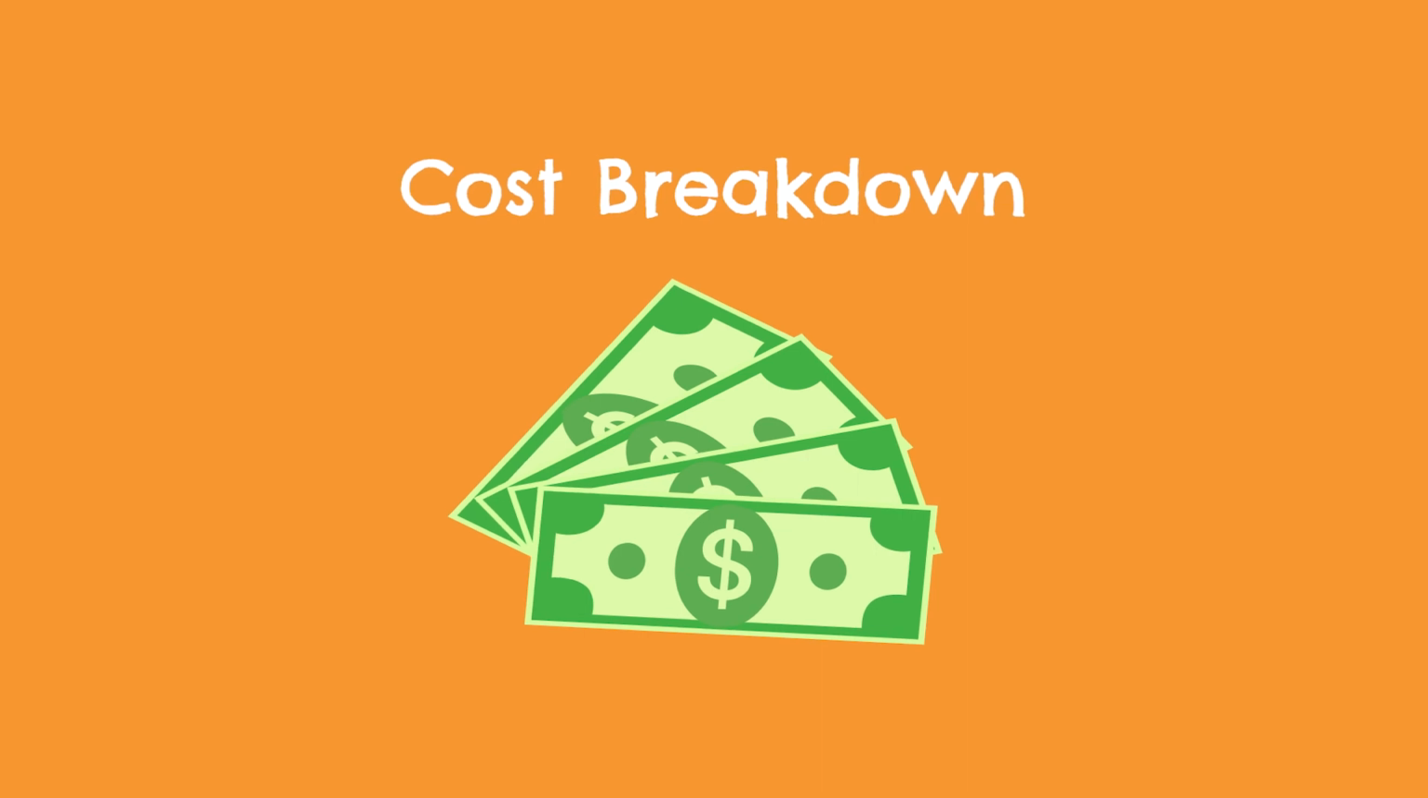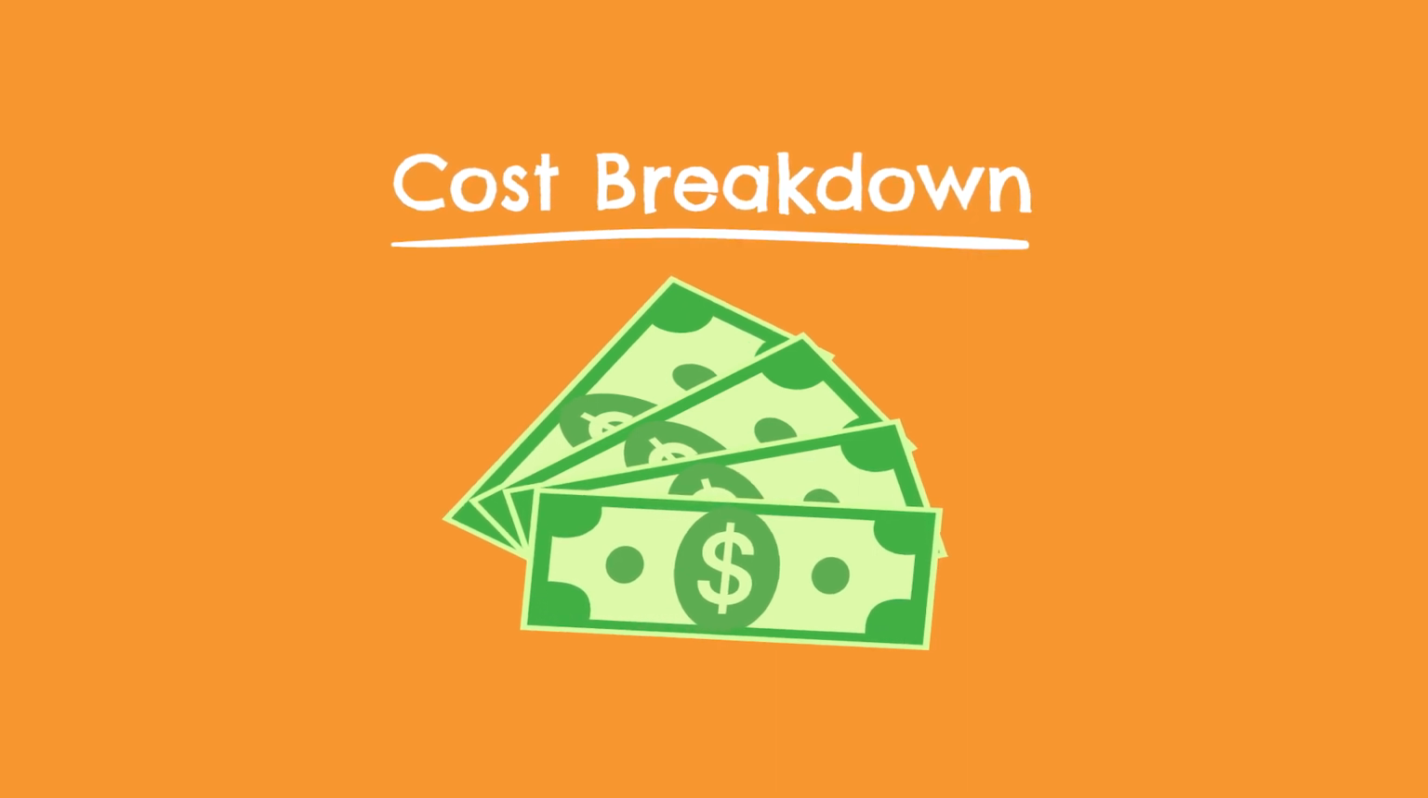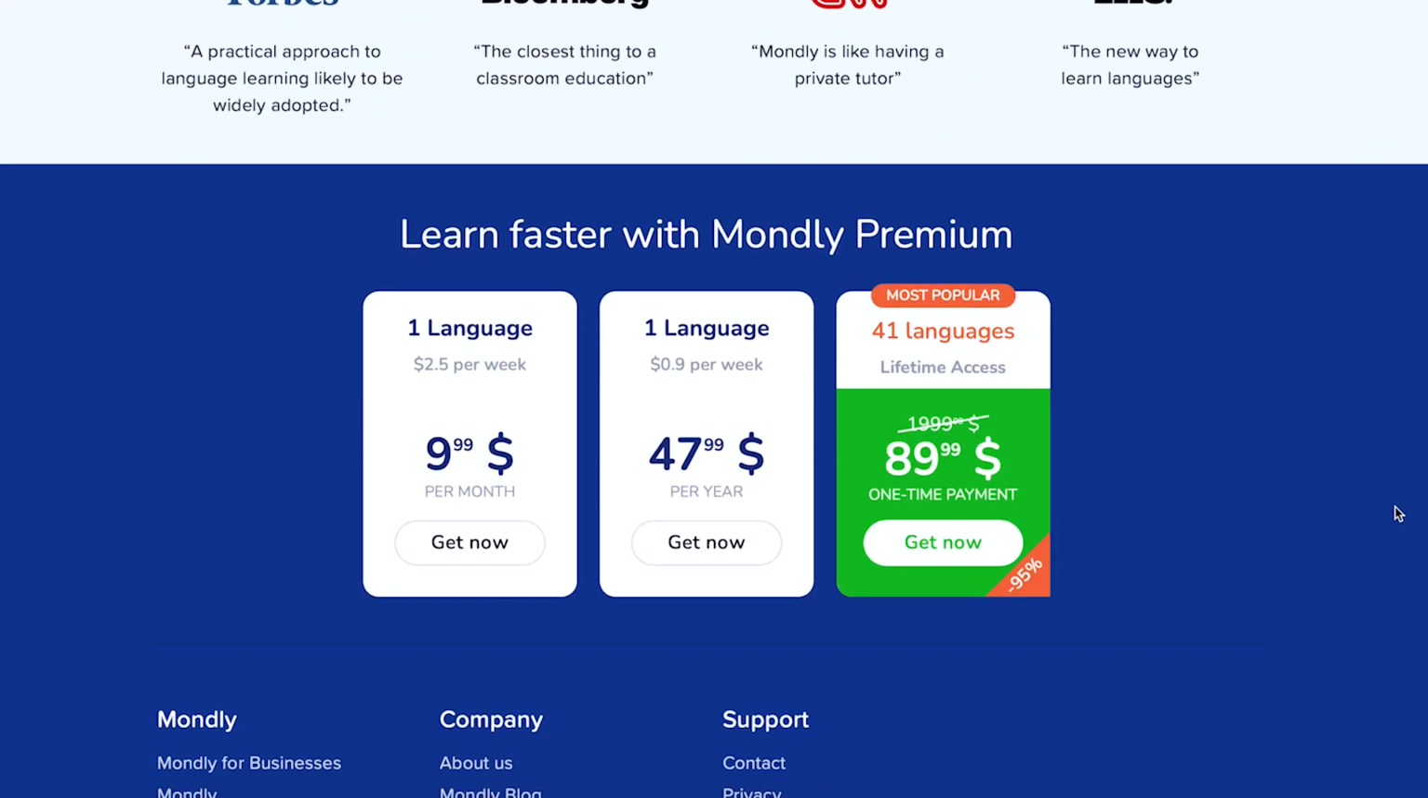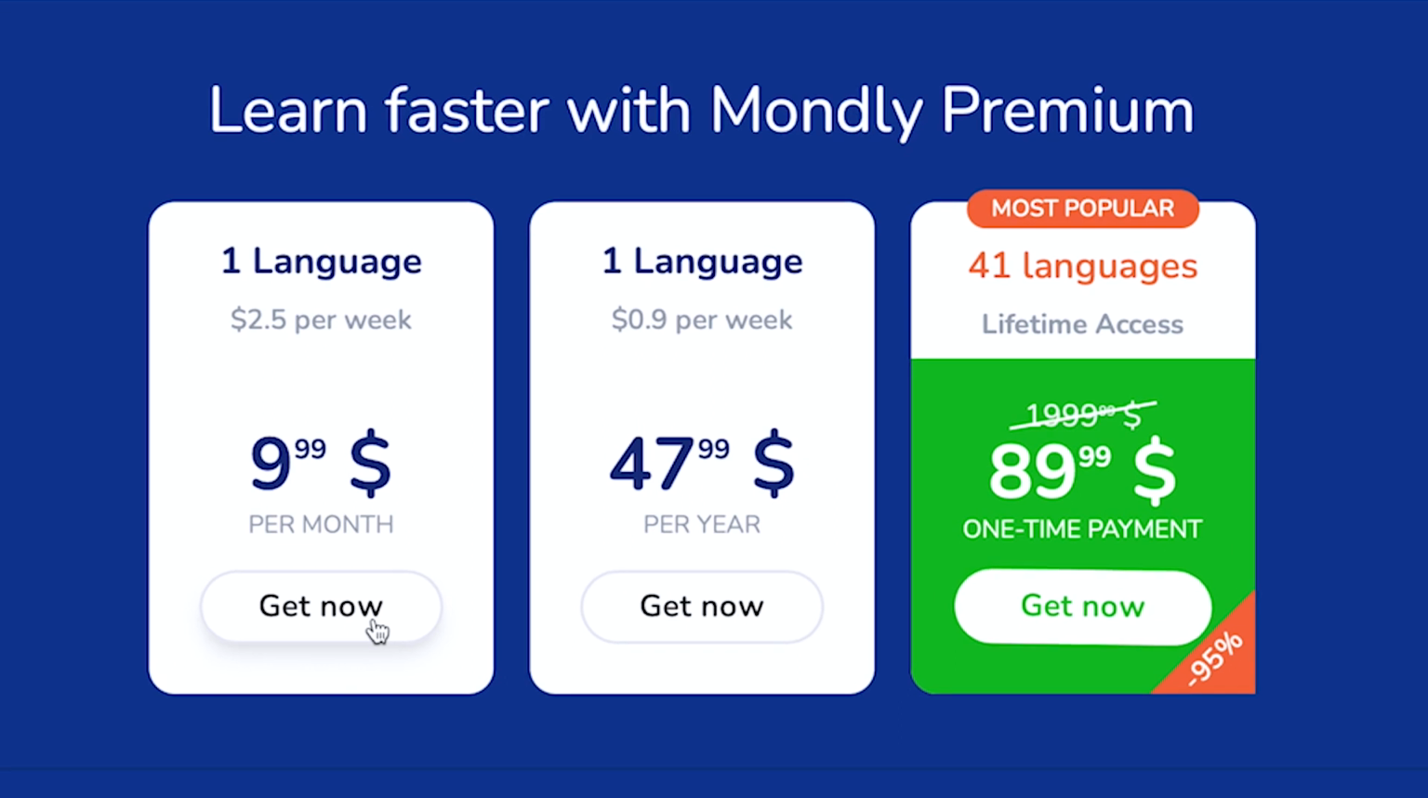Alright, so before we get into my pros and cons for each program, let's quickly talk about pricing and cost. So Mondly has 3 different packages to choose from. There's a 1-month pay-as-you-go package, a 12-month subscription, and a lifetime access package. The pay-as-you-go 1-month subscription costs $10 per month. The 12-month subscription costs $48 in advance for the year, or in other words, $4 per month when broken down.